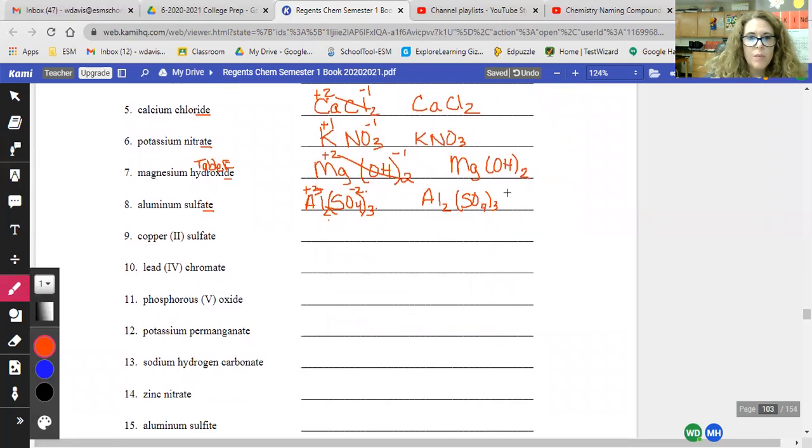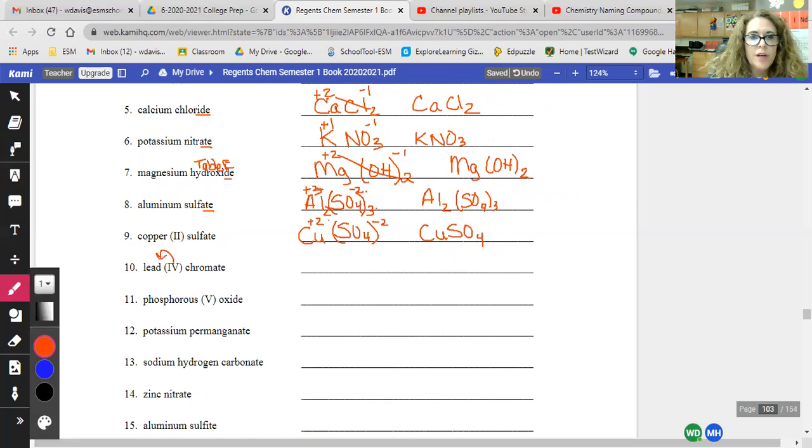I love it when they give me the Roman numeral because then it makes it easy. I don't have to look at the charge on the periodic table. So copper, Cu, +2. Sulfate, SO4 from table E. And sulfate is a -2. +2, -2, we're all good. CuSO4. You can leave the parentheses if you would like, but when there's only one of a polyatomic, you don't have to have the parentheses, but you're not wrong if you include it.